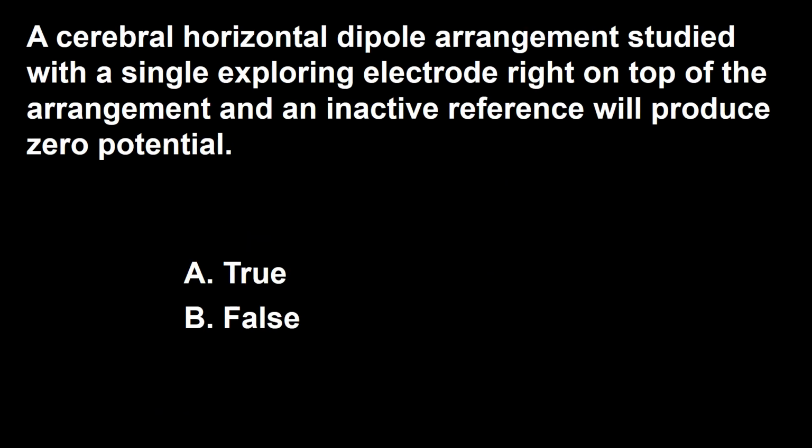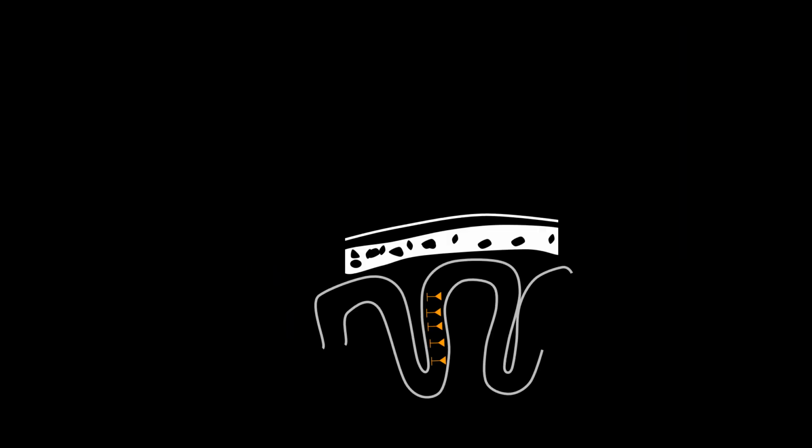Next question. Cerebral horizontal dipole arrangement studied with a single exploring electrode right on top of the arrangement and an inactive reference will produce a zero potential. A true, B false. Pyramidal cells in the wall of a gyrus, when activated, produce a horizontal dipole. That is, many horizontal dipoles. Horizontal dipoles looked at from straight up by an electrode matched with a neutral reference will view a negative solid angle and a positive solid angle.